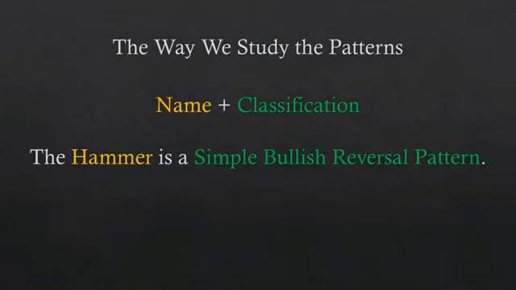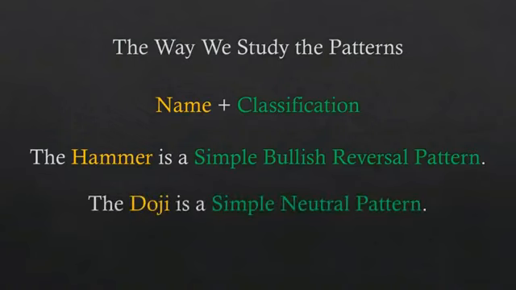Another example is the doji, which is a simple neutral pattern. So the name of the pattern is doji, and by looking at its classification, we know that it's composed of one candle, and it indicates a stop in the advance of the price. As I said before, this is useful to memorize and organize the patterns since there are many of them, and we understand the details of how we classify the various candle patterns.